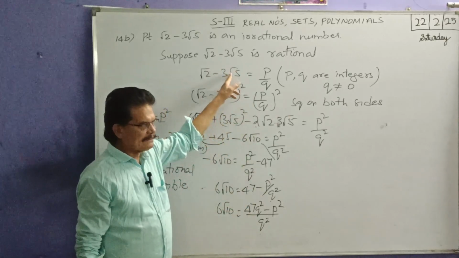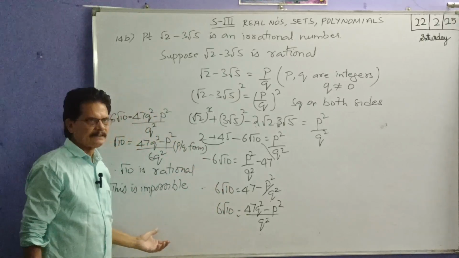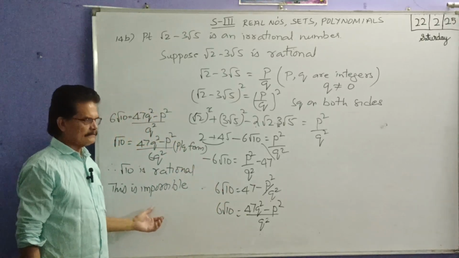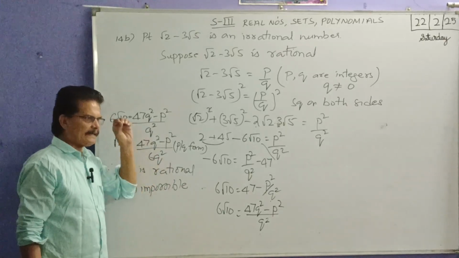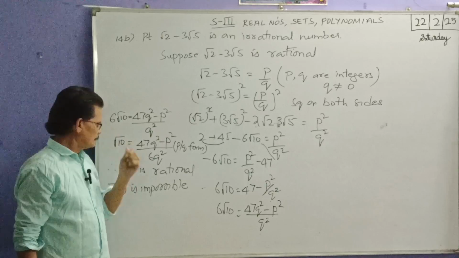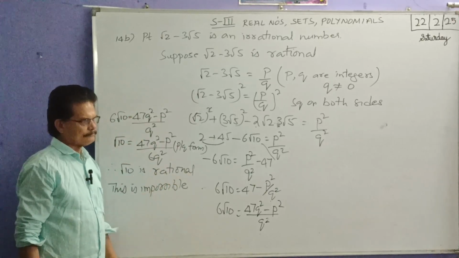We tried to prove it is rational but we arrived at a totally wrong result. Last step is totally wrong. Root 10 is rational. Total wrong result.